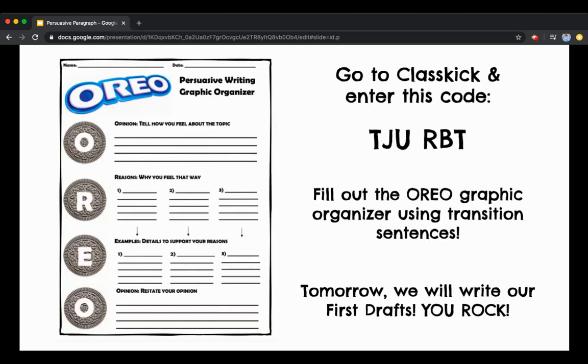Your job for today is to go to ClassKick and enter this code, TJURBT. You will fill out the Oreo graphic organizer using transition sentences and giving examples for each of your three reasons. Tomorrow we will write our first drafts.